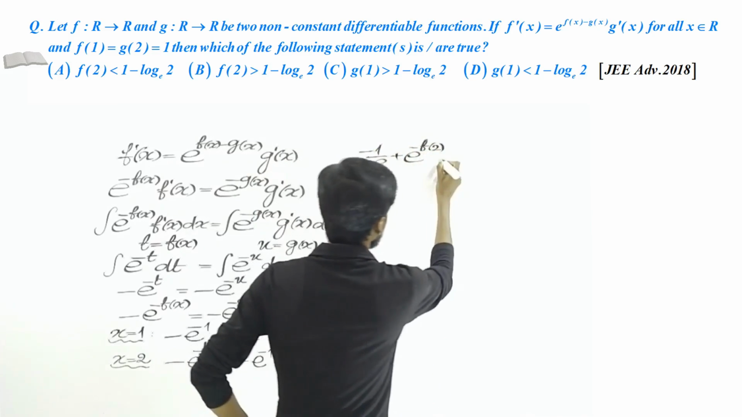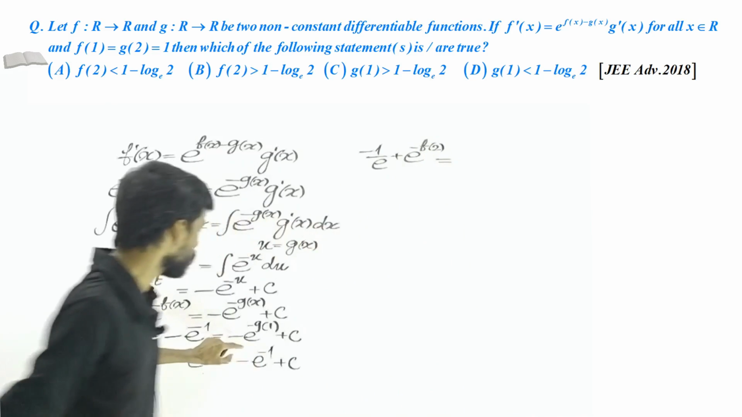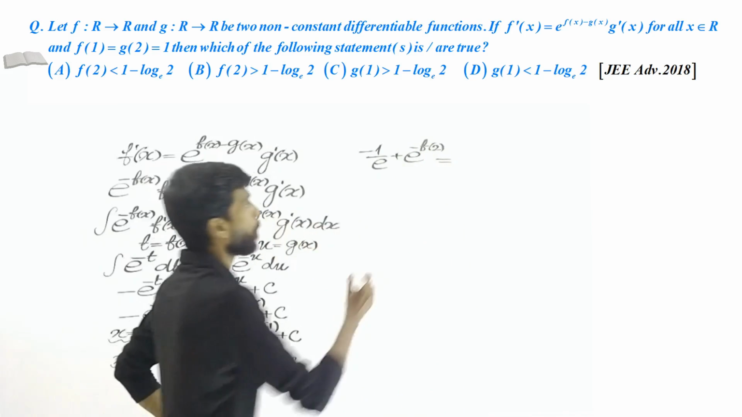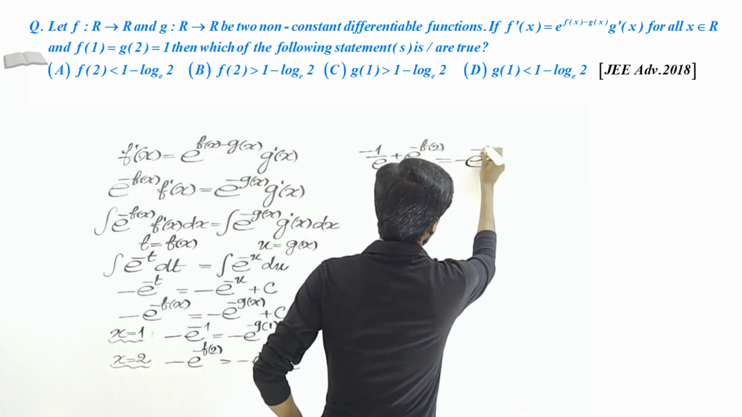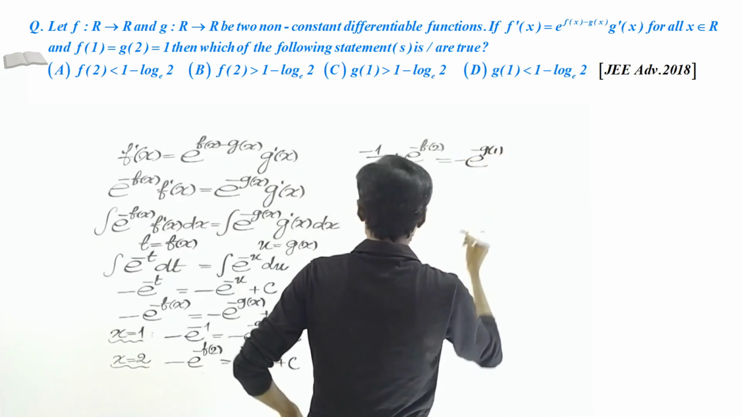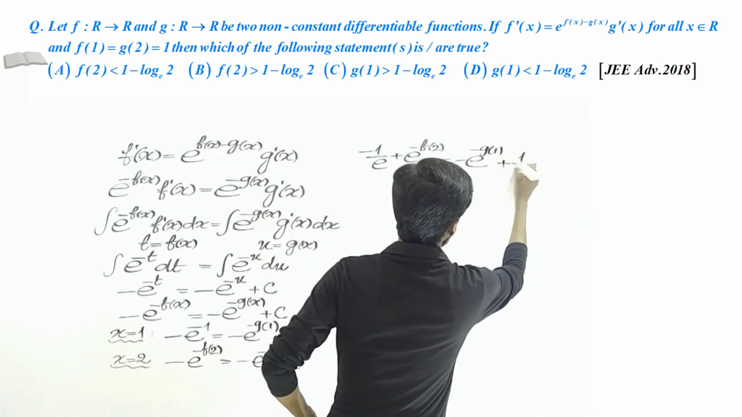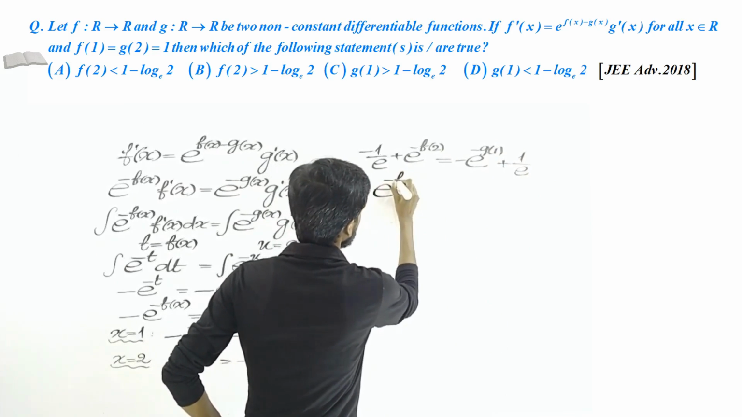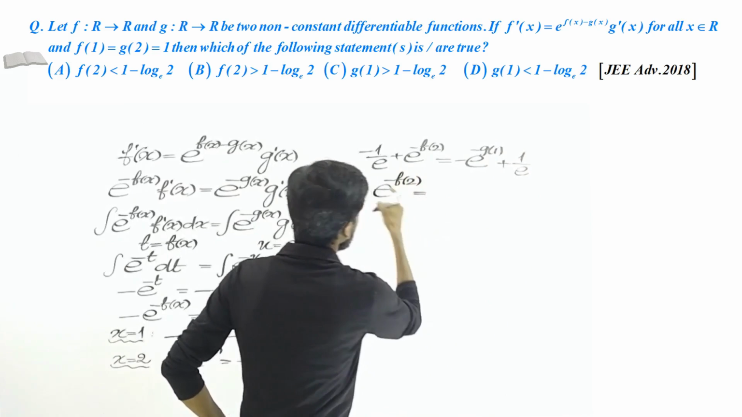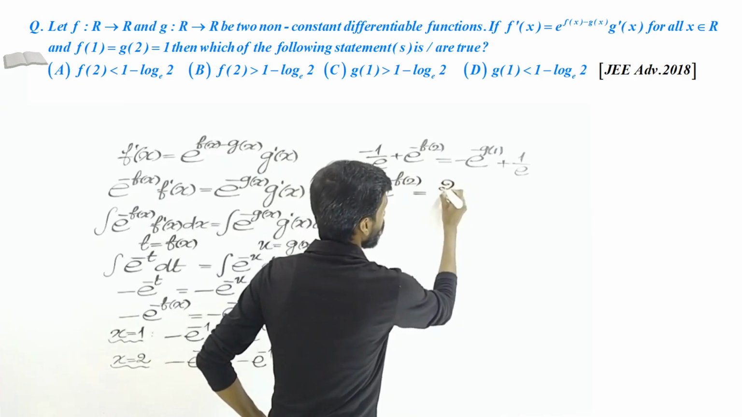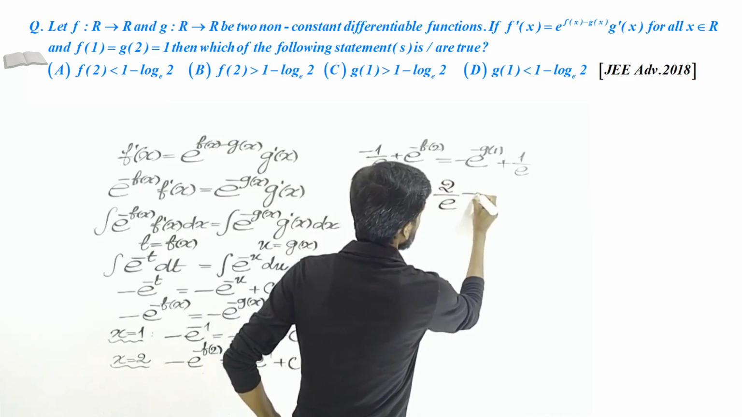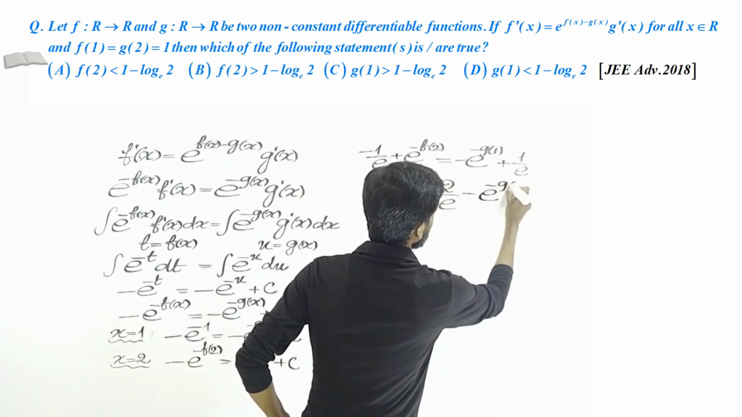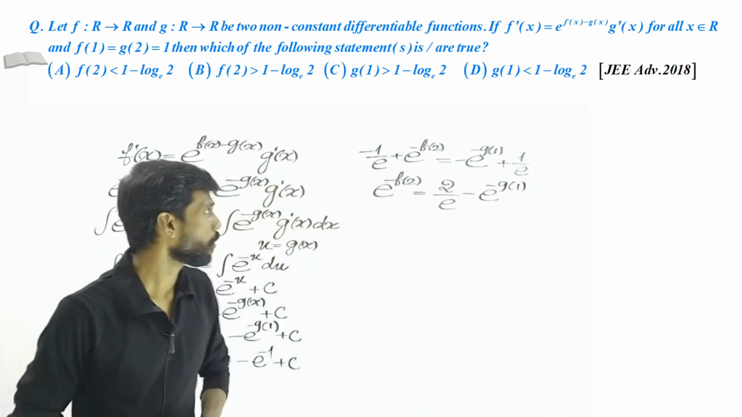Okay, so that equals, similarly here, minus e to the power minus g of 1, minus e to the power minus g of 1, and if you subtract, we'll get 1 divided by e. So let's simplify this: e to the power minus f of 2 equals 1 by e, 1 by e, so that will become 2 by e minus e to the power minus g of 1. Okay, yes, now we've got a relation.